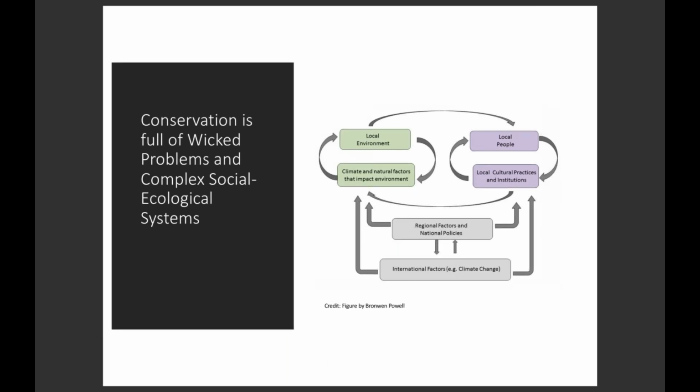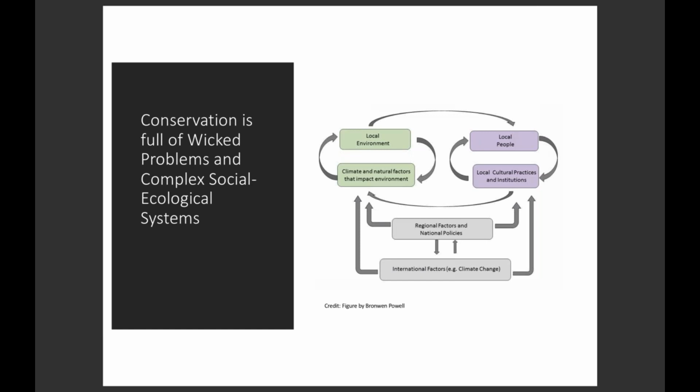Here are two more. Conservation often faces wicked problems. By that, I mean problems that lack clear solutions because the problem itself is linked to other problems, and the nature of each of the problems cannot be isolated. So that's one challenge, these wicked problems. Another challenge is these complex social ecological systems where we work. In these social ecological systems, when you change one element, it may have unintended consequences for another element.